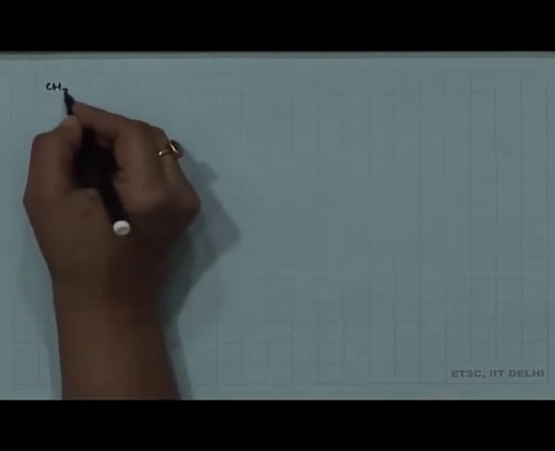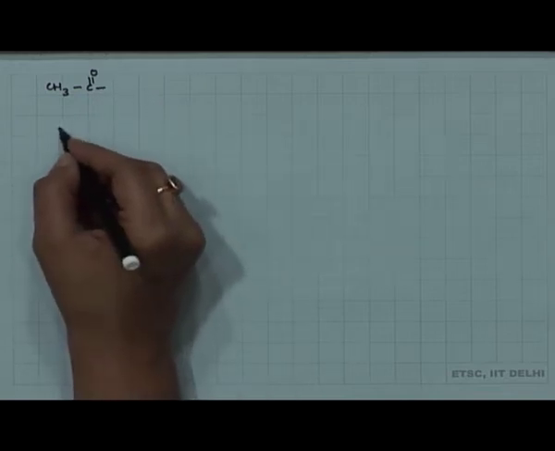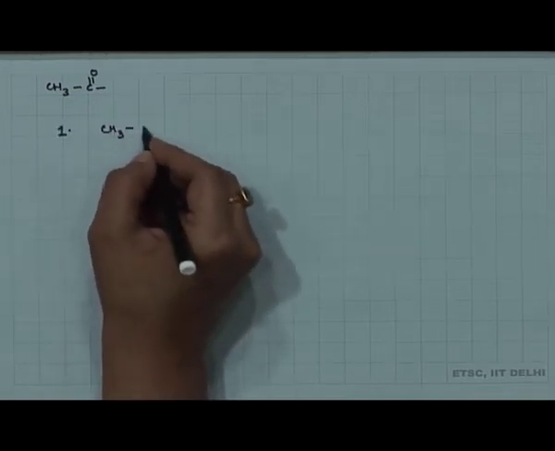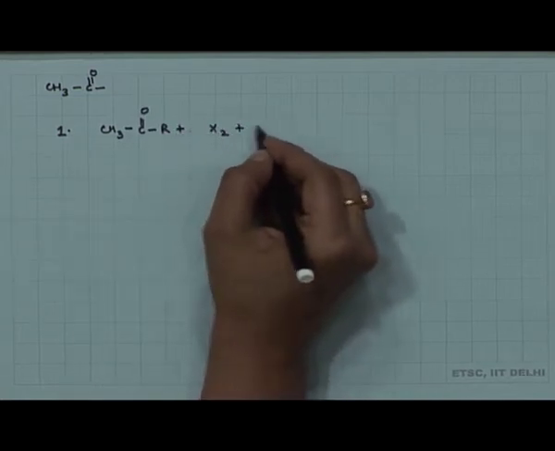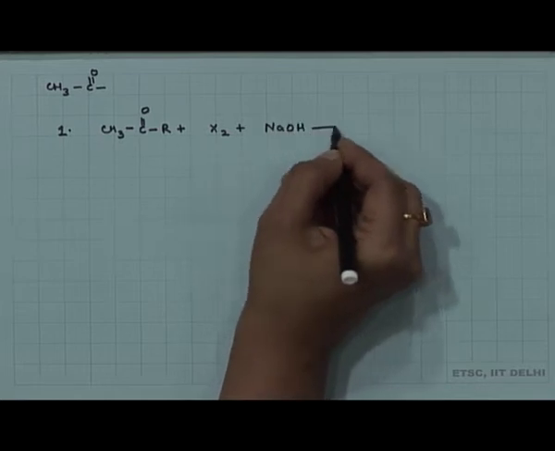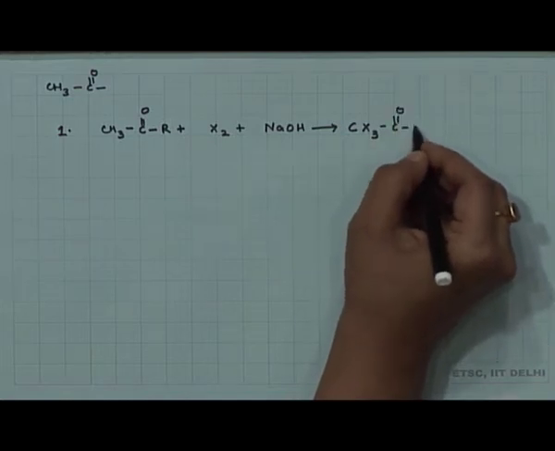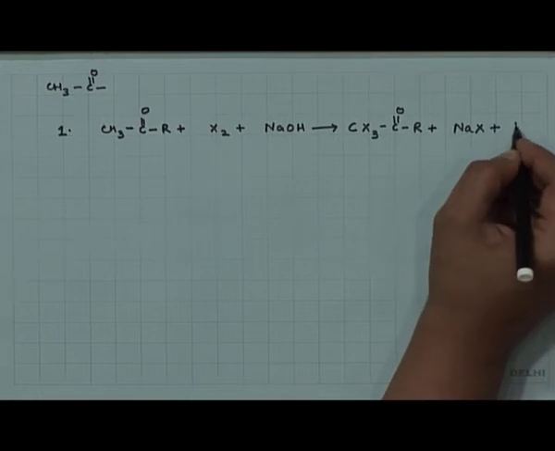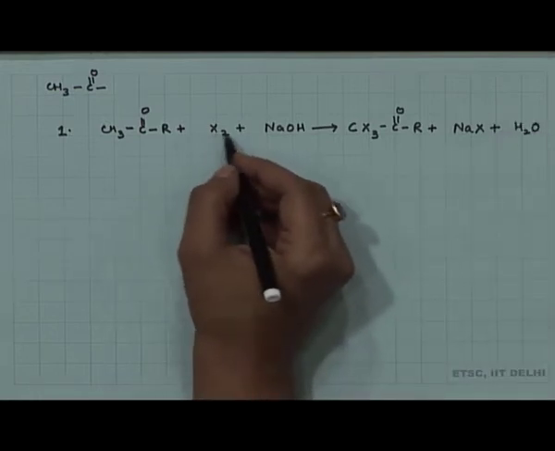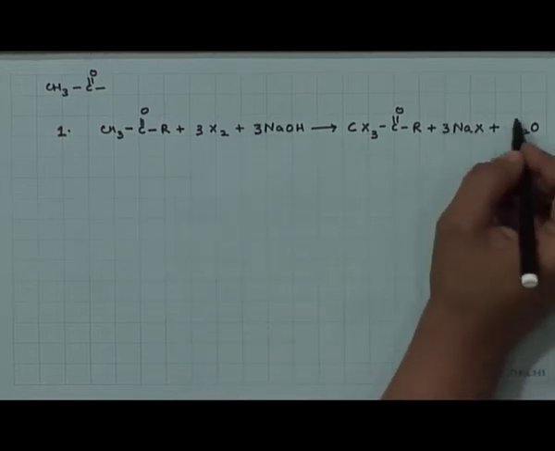The same thing if you carry out with an acyl unit. If you do the same thing with an acyl unit, what is the first step? The first step in this case is going to be directly the halogenation using the halogen and NaOH to give you the halogenated ketone along with formation of sodium halide and water. Again, if you balance this, it requires 3 moles of this, 3 moles of this, stoichiometry, and this is what we get.